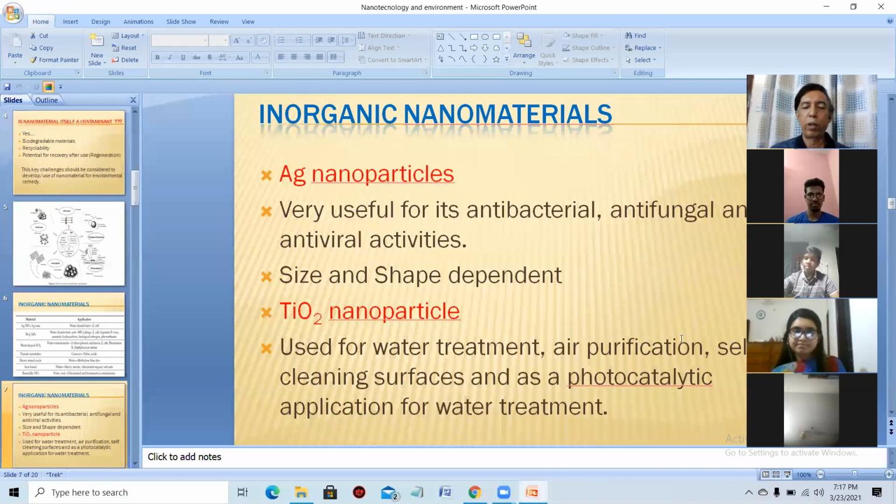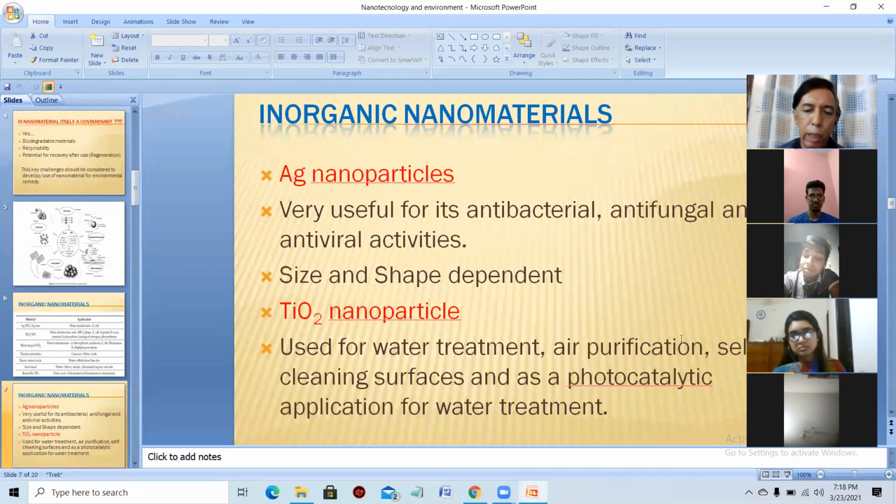First, there are silver nanoparticles. Silver nanoparticles actually are well known for their significant antibacterial, antifungal, and antiviral activities. It is very useful for its antibacterial, antifungal, and antiviral activities. I had shown you how silver nanoparticles actually destroy a bacteria or destroy a virus. I had shown you when we studied nanobiotechnology.